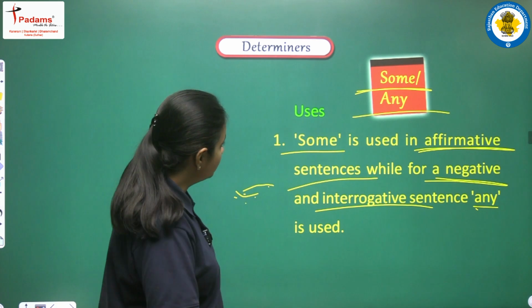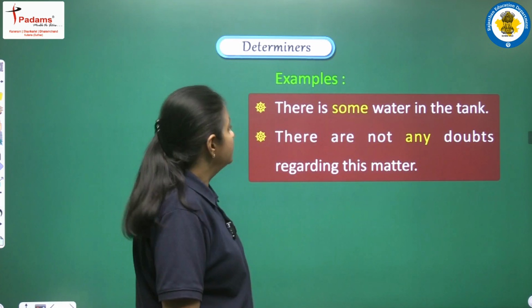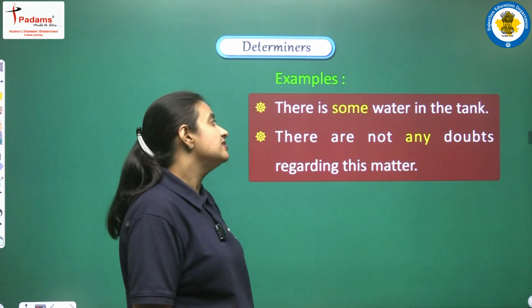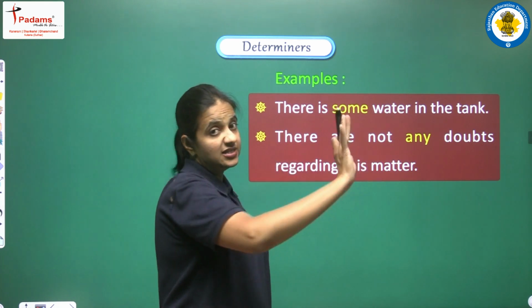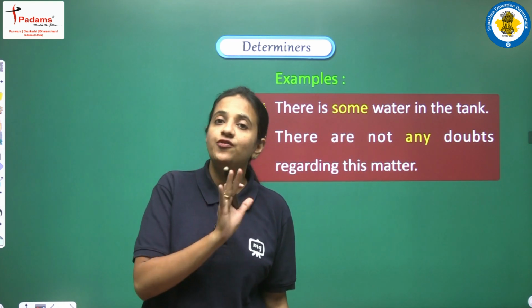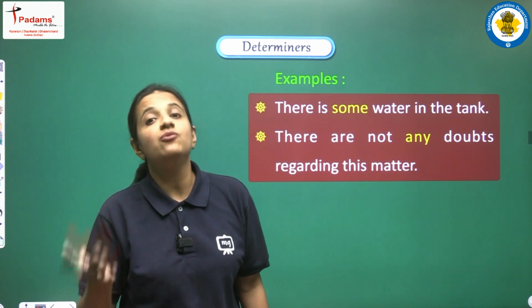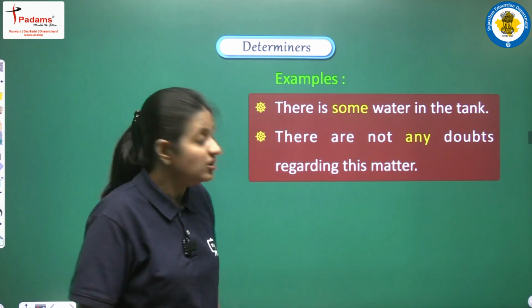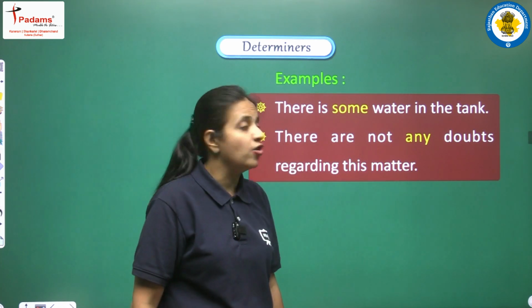So let's move on. Now we have some examples to clear this up. The first sentence is, there is some water in the tank. First of all we have to read the sentence and observe what kind of sentence we have. Is it negative, is it interrogative, or is it an affirmative sentence? So let's read one more time: there is some water in the tank.